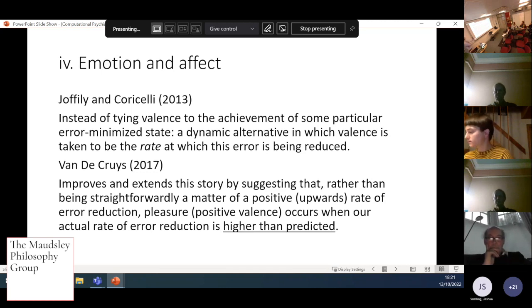So Joffily and Coricelli say that instead of tying valence to the achievement of some particular error-minimized state, there is a dynamic alternative in which valence is taken to be the rate at which this error is being reduced. So in a sense, they go to the first-order derivative of prediction error minimization. And van de Cruys extends this story by suggesting that rather than being straightforwardly a matter of a positive upwards rate of error reduction, pleasure occurs when our actual rate of error reduction is higher than predicted.